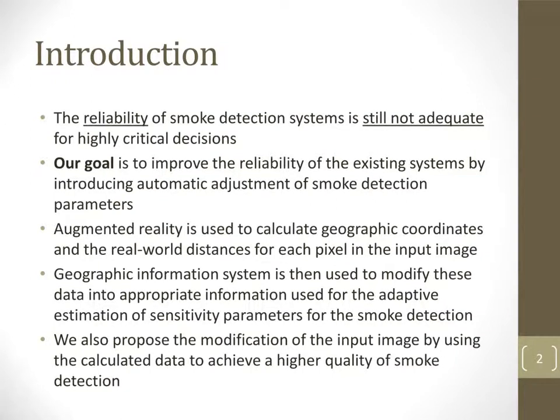Augmented reality is used to calculate geographic coordinates and the real-world distances for each pixel in the input image. Geographic information system is used to modify these data into appropriate information used for the adaptive estimation of sensitivity parameters. We also propose the modification of the input image by using the calculated data to achieve a higher quality of smoke detection.